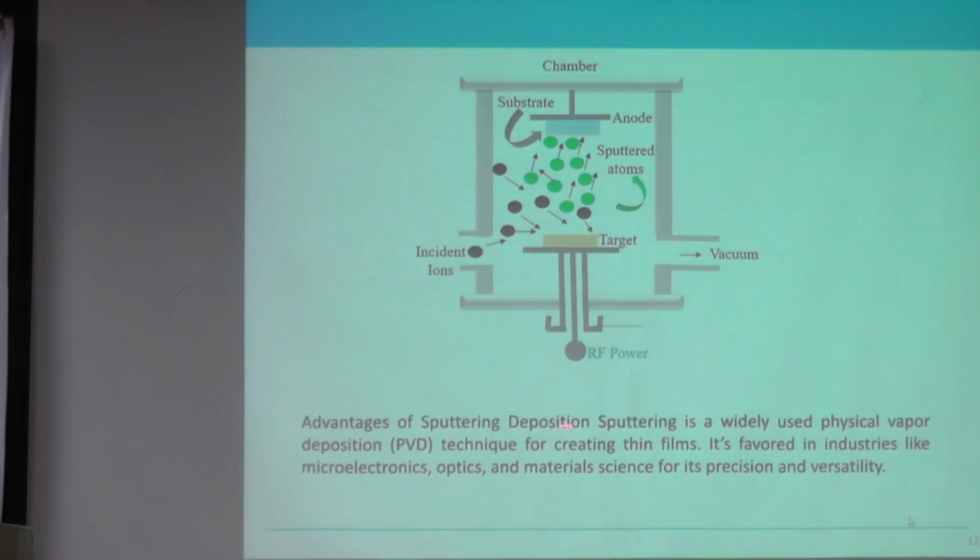So the advantage of sputtering deposition is that it is a widely used PVD technique. PVD is a wide term, physical vapor deposition, so it's a classification, and sputtering comes under that. It is a favorite in industries like microelectronics, optics, and material science for its precision and versatility.